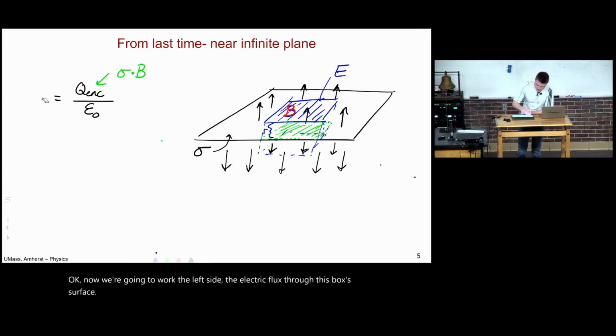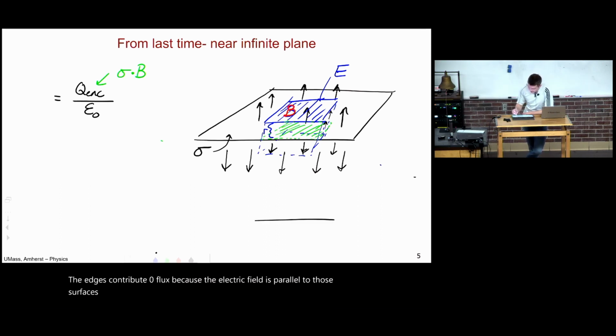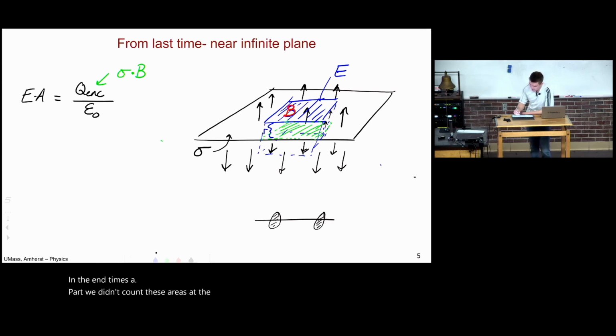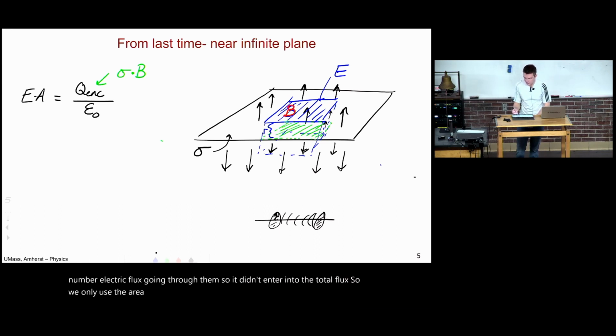Now, just like in the cylinder case, the edges contribute 0 flux because the electric field is parallel to those surfaces. Again, that's sort of like how in the infinite line, in the E times A part, we didn't count these areas at the end of the cylinder because there was no electric flux going through them. So it didn't enter into the total flux. So we only use the area of the actual cylinder part of the cylinder.